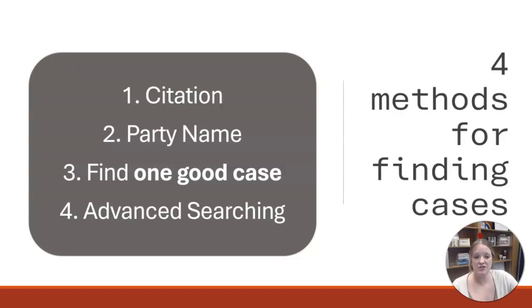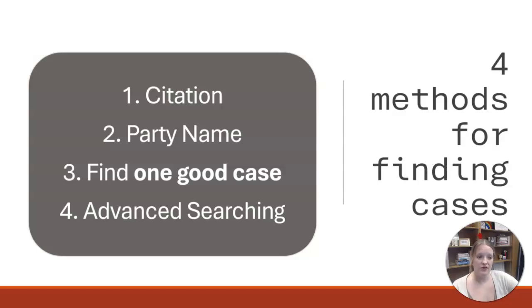Party name. Sometimes you might have the party name and not know anything else, right? So you can use the party name to search for and locate the relevant case. Then we've got the one good case method. So what does that mean? It simply means that once we've found one good case, we can work to find other relevant sources.